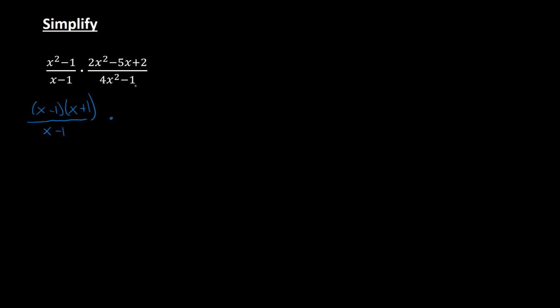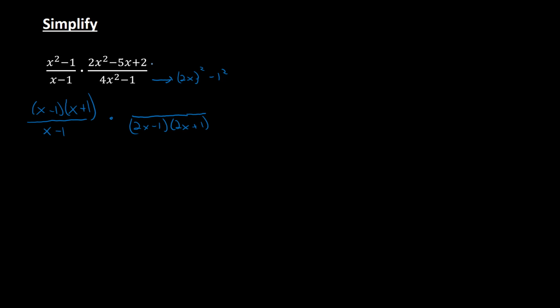Okay, and the second fraction is a little more complicated. Let's look at the denominator first, because that one's going to be quicker. 4x squared minus 1 is also a difference of squares, where I can think of that as (2x) squared, then minus 1 squared. So that is a difference of squares, and when I factor, I'm going to have (2x minus 1) times (2x plus 1).